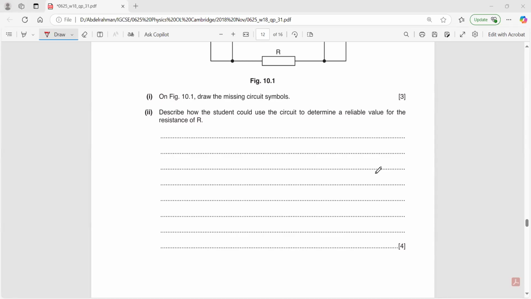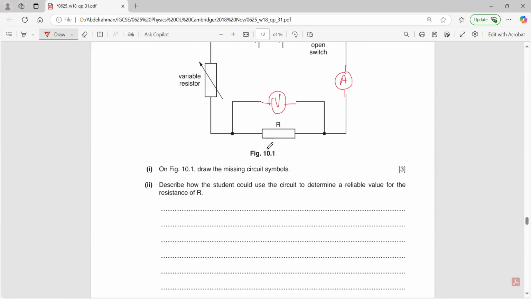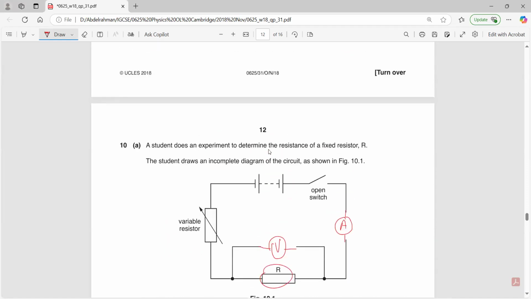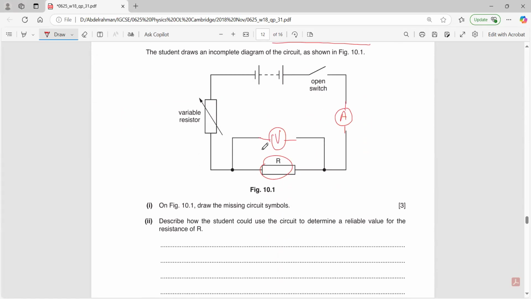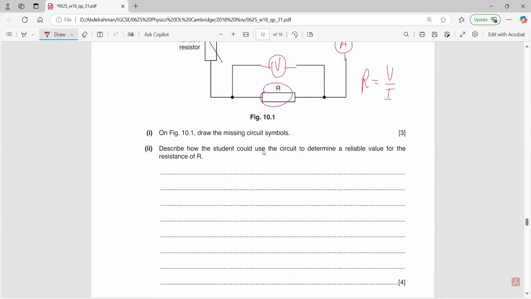He wants to find the resistance of the fixed resistor R. Now we found R equals V over I. For example, the resistance was 20 ohms. So how do you make sure that it's 20 ohms? You need to repeat. Do I repeat with the same numbers? No. You need to repeat with different numbers.